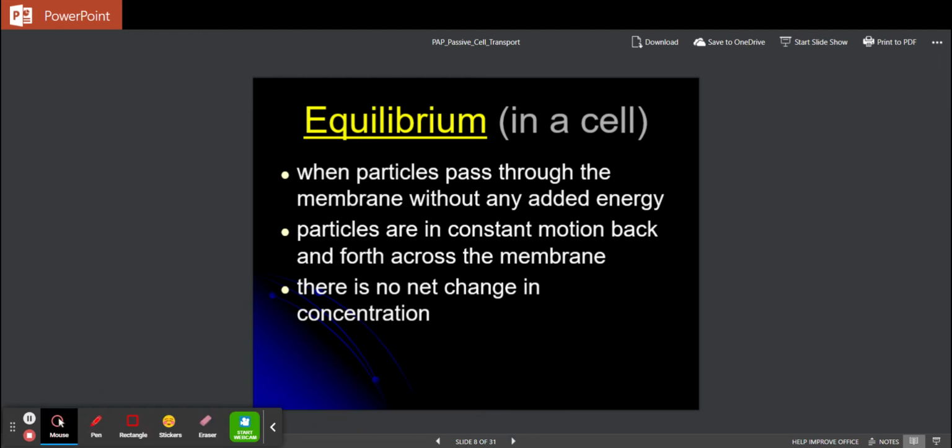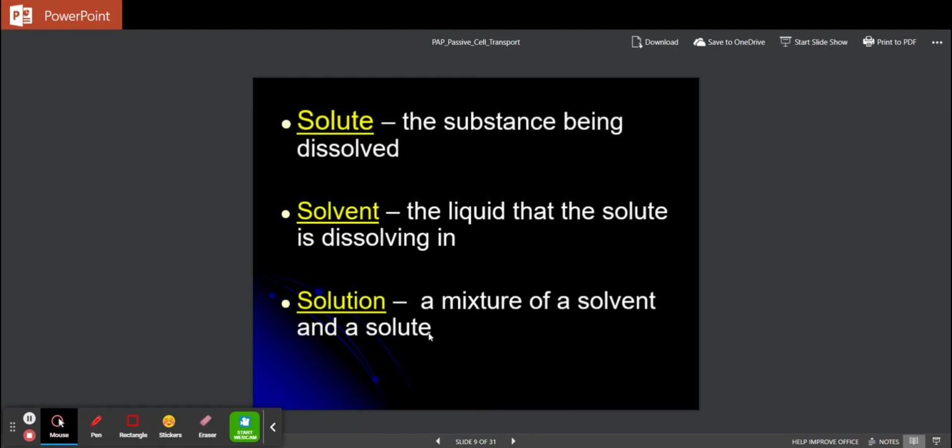All right. Next slide. So this is just a vocabulary key for the next parts. Solute is the substance being dissolved. Solvent is the liquid that the solute is dissolving in, and the solution is a mixture of a solvent and a solute. So an example of this would be, let's say, a cup, and there's a bunch of water in the cup. So the water would be the solvent.